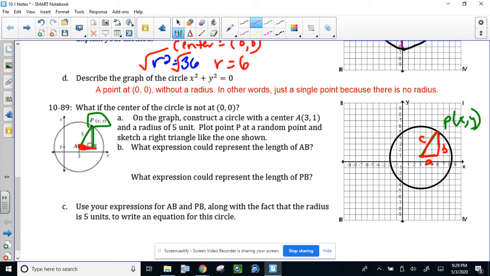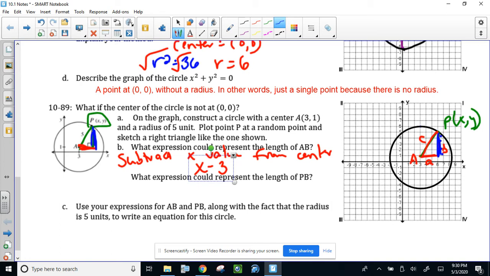So how do I figure that out? What I need to do is subtract the X value from the center. So that was our capital point A. So I could say it's X minus 3. And then if I was looking for the length of PB, that's this vertical height here. It looks like our Y value is about 5, but I didn't go 5 units up. I went 1, 2, 3, 4.